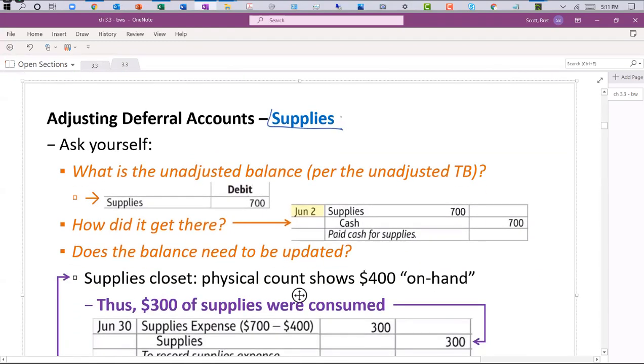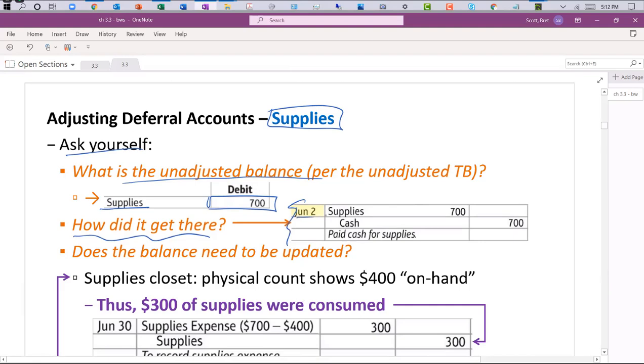In the case of supplies, we have to ask ourselves first, what is the unadjusted balance that we see on the trial balance? So if we go to the UTB and we see that there's a debit balance of 700, we might want to ask ourselves how it got there first. That might give us an idea about whether or not we need to make an adjustment. If we go back into the journal, we see on June 2nd, we paid for supplies with cash, and that's how we got the $700, paid cash for supplies. That was a month ago. We got supplies then. What's the supplies closet look like now?